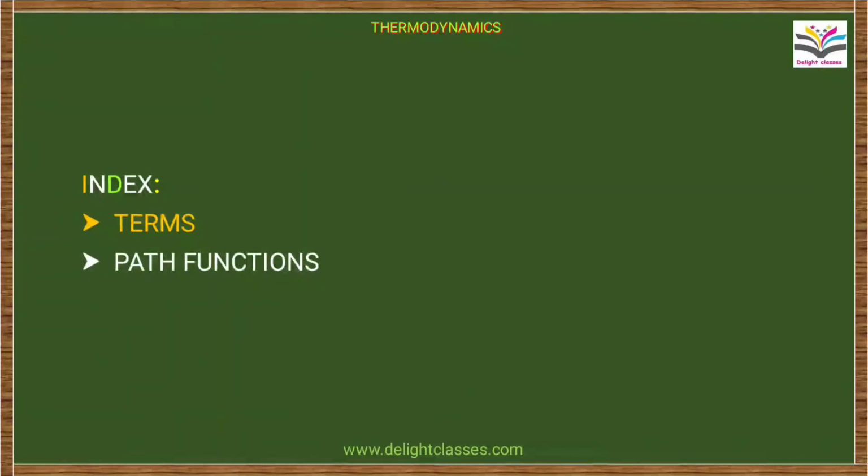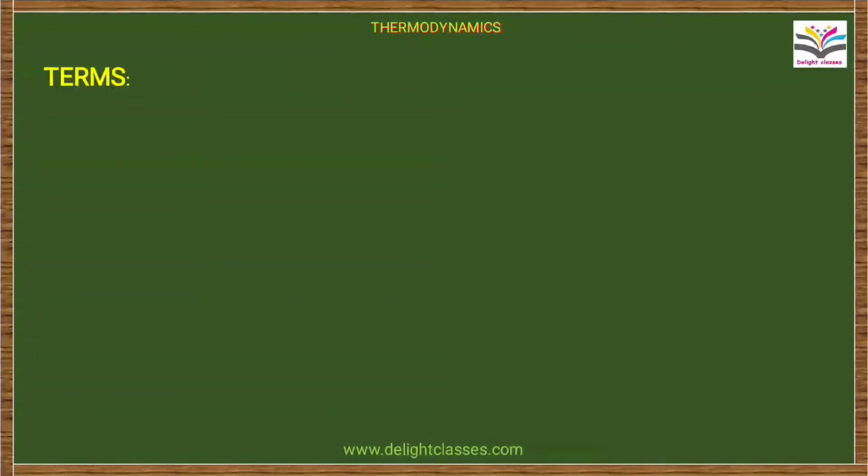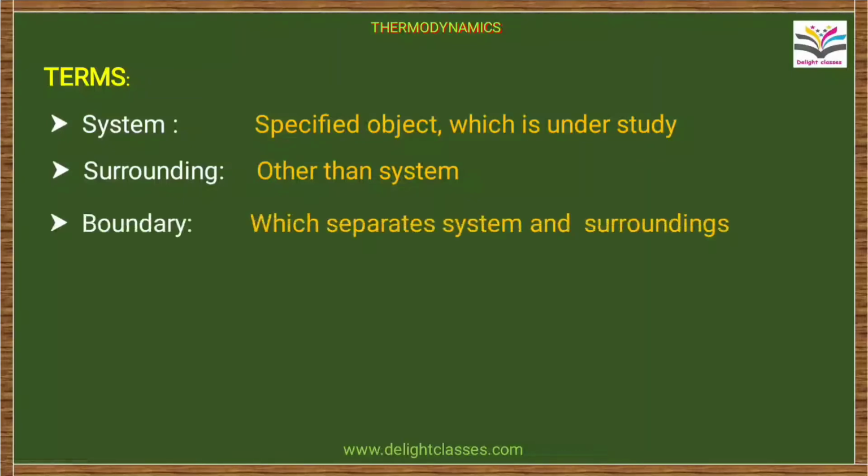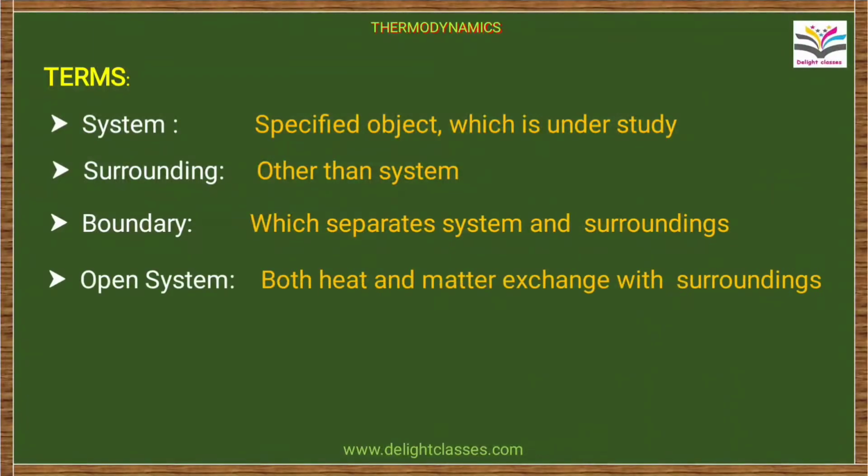Terms, path functions, state functions. System, specified object which is under study. Surroundings, other than system. Boundary, which separates system and surroundings.